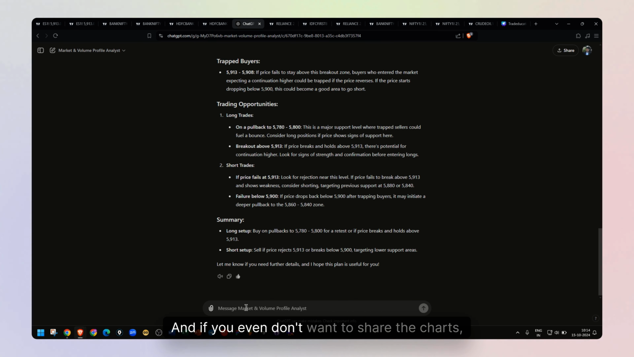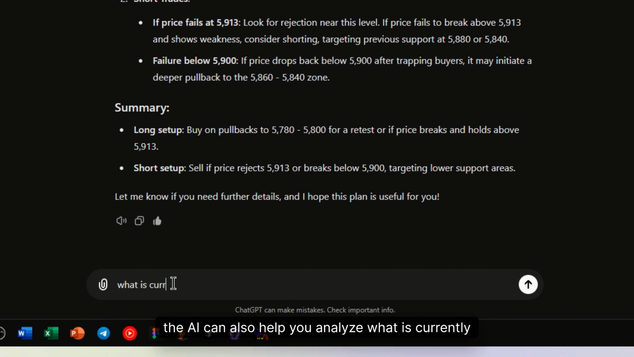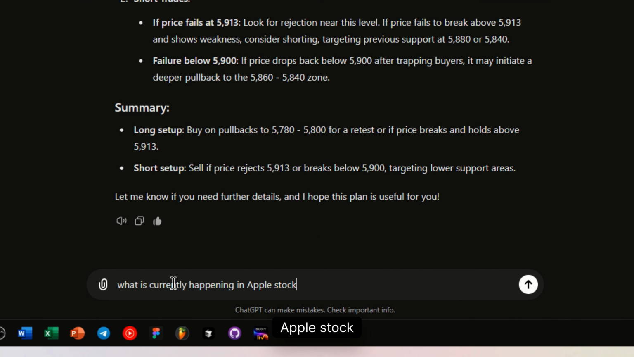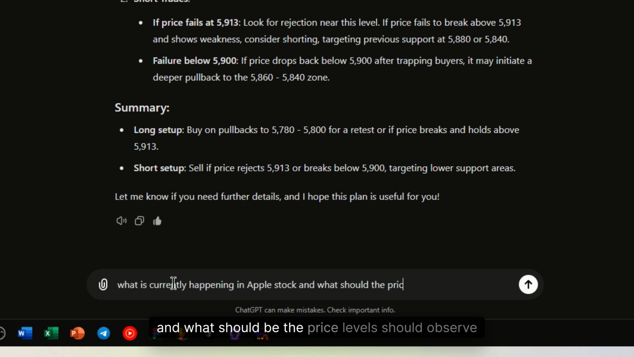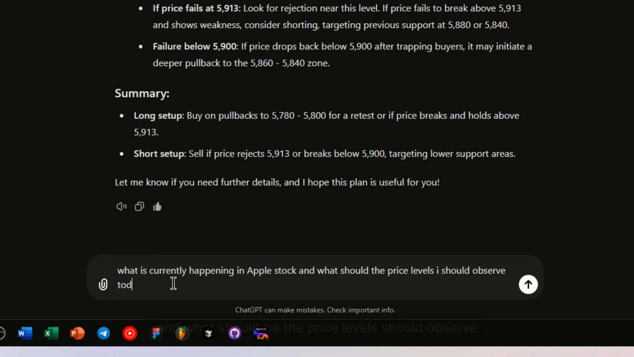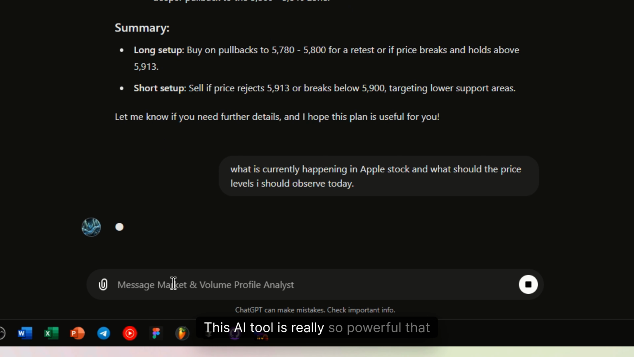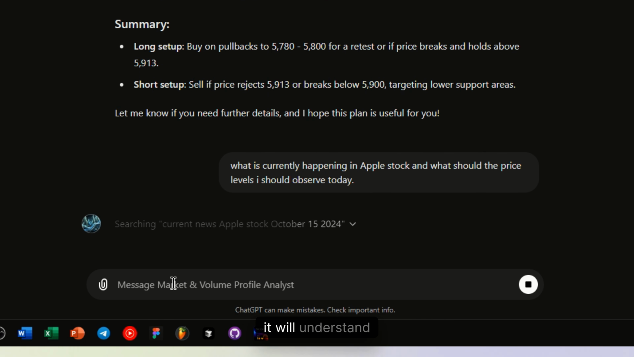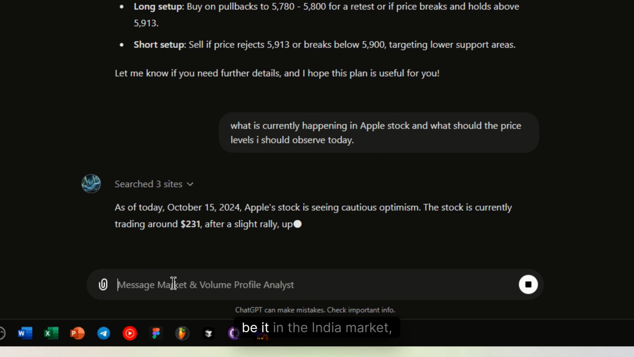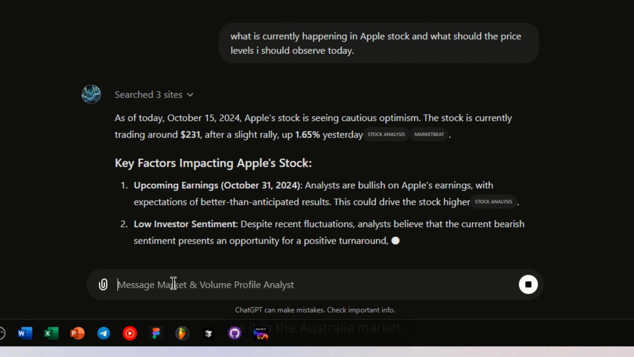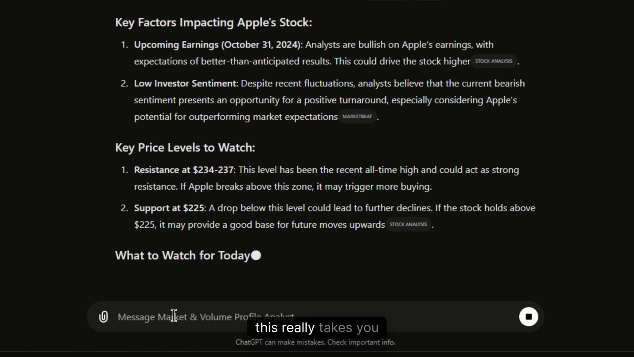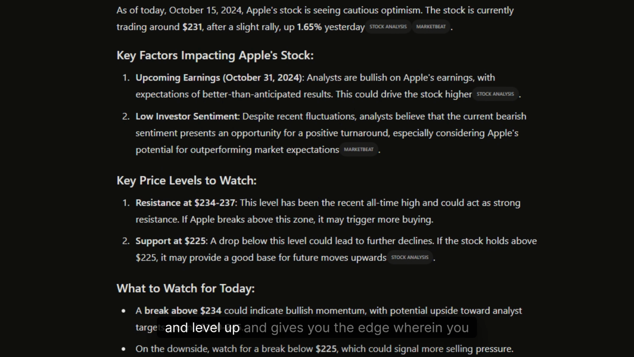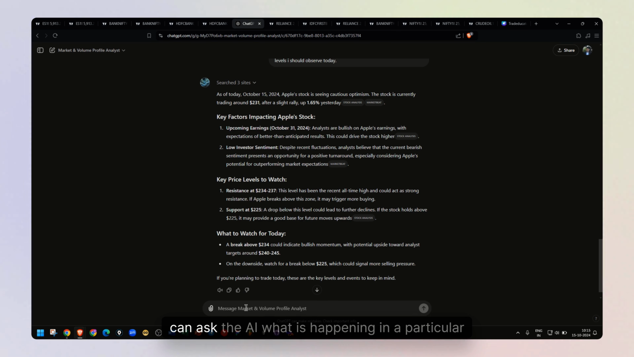If you don't even want to share the charts, the AI can also help you analyze what is currently happening in Apple stock, and what price levels I should observe today. This AI tool is so powerful that it will understand the stock you're trying to analyze, be it in the US market, the India market, the Australia market, or the Europe market. This really levels you up and gives you the edge, wherein you can ask the AI what is happening in a particular stock.